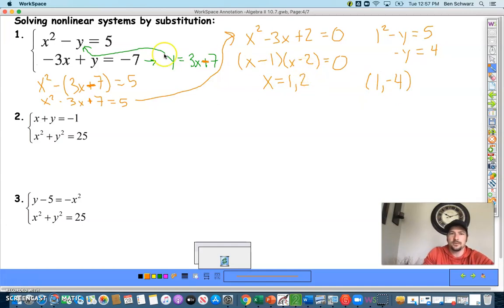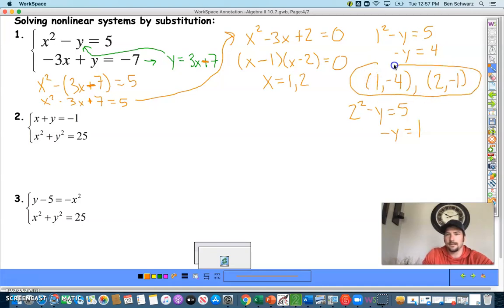And then we plug in 2. So that would be x squared. Sorry, not x squared. We know what x is. 2 squared minus y equals 5. So that would be negative y equals 1. So y would be negative 1 with that one. So when you plug in 2, you get negative 1, like that. So there are your solutions for that one.